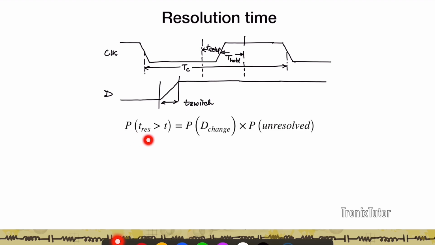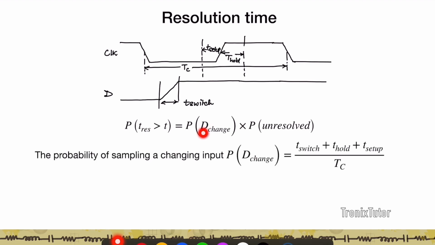So if I think about the probability that the resolution time is greater than some time period t, it is given by the probability that my D changes within this aperture, right? Because if D changes prior to this aperture, I know it's going to be PCQ. So for it to not resolve up till time t, I need to make sure that this D has changed only in this period, that is within the aperture. And secondly, that once that change has happened, we have not given the flip-flop sufficient time to resolve the output to either a valid 0 or a valid 1.